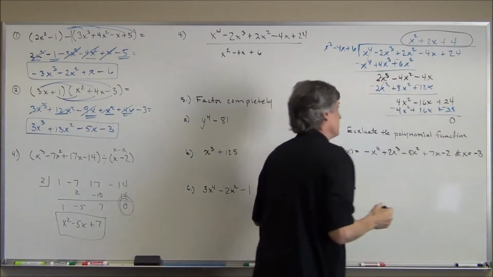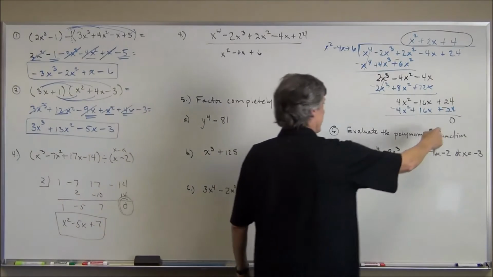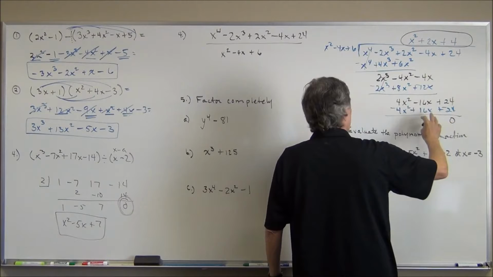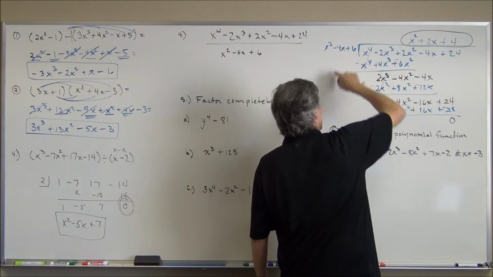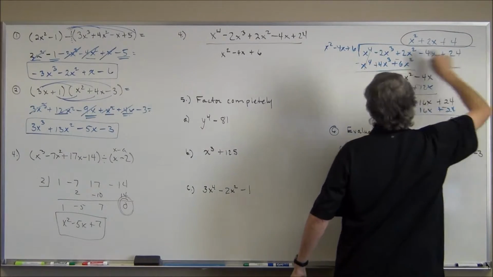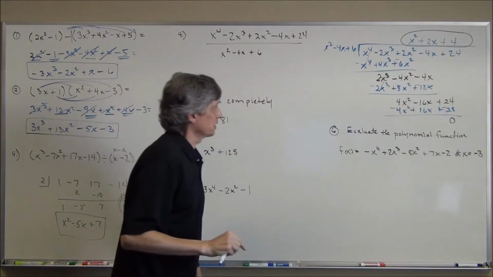That's my quotient. Now if I did get a remainder, let's say I got a 5 here, or 2x plus 5. I'm going to put that over my divisor as part of my answer. So plus like 2x plus 5 over x squared minus 4x plus 6.